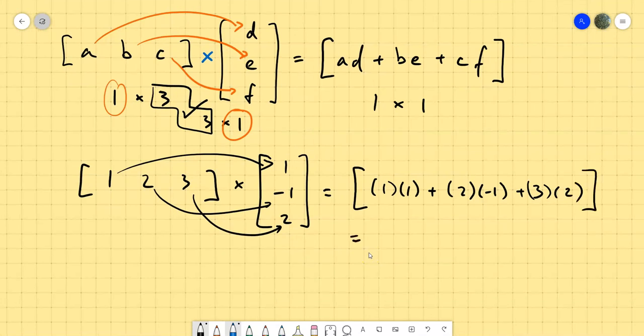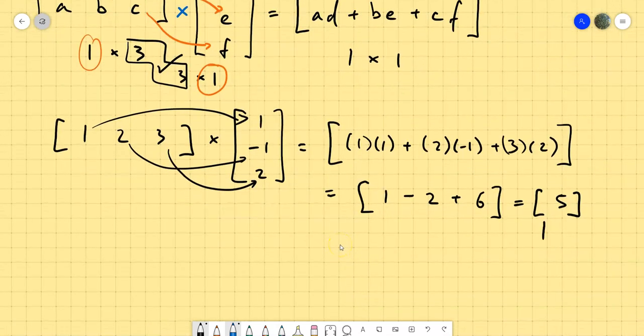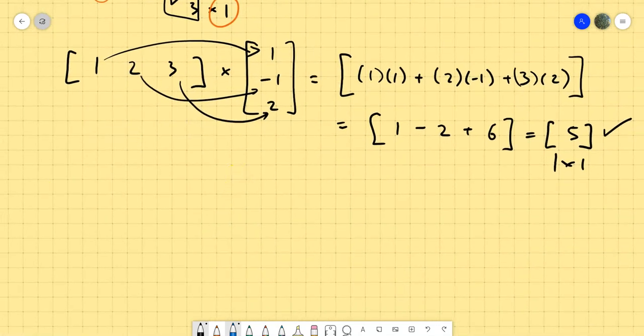We collect all the like terms, meaning we just shorten all this out. So 1 times 1 is 1, plus, this is a negative times a positive, so this is now going to be a minus 2, plus 3 times 2 gives you 6, and overall you get a 1 by 1 matrix because this is now going to be -1 plus 6 gives you +5. So there's your 1 by 1 result. Okay, I hope I haven't made any silly mistakes.